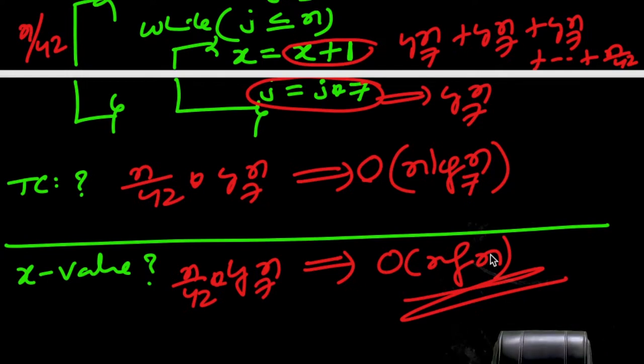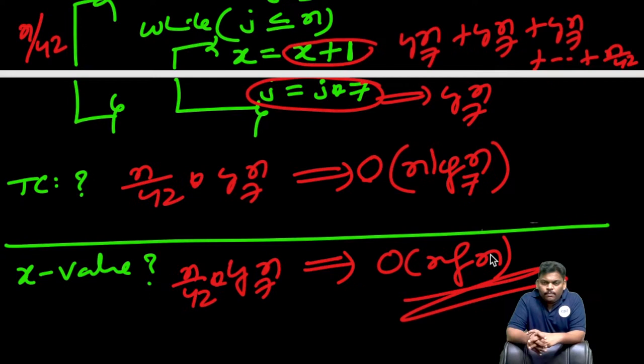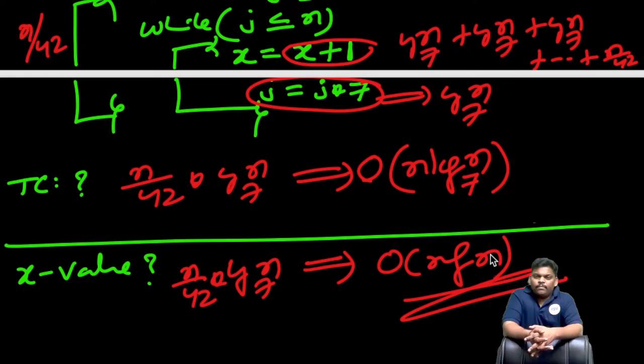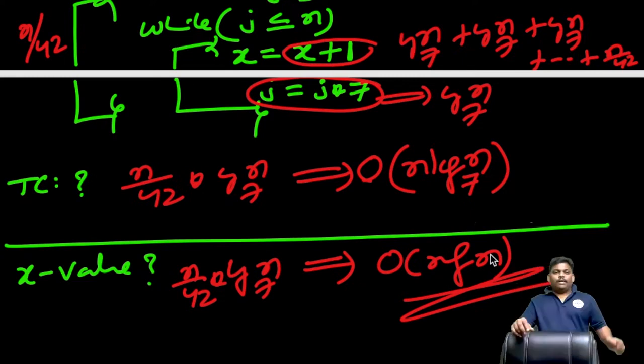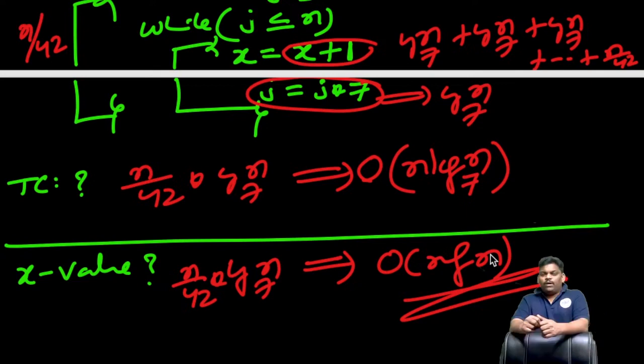First time x value log n base 7. Second i value, again log n base 7. Third i value, again log n base 7. Like that, how many times? N by 42 times, n by 42 times log n. Please verify. If I am wrong, please let me know. Time complexity is the same, and x value is also the same.